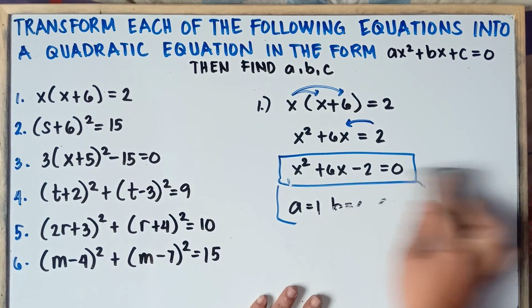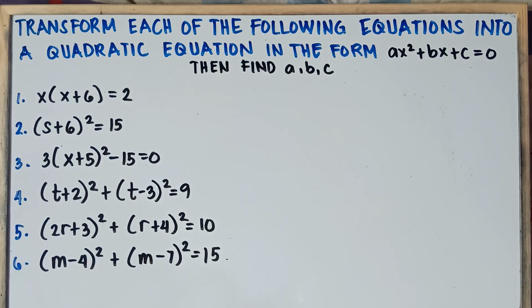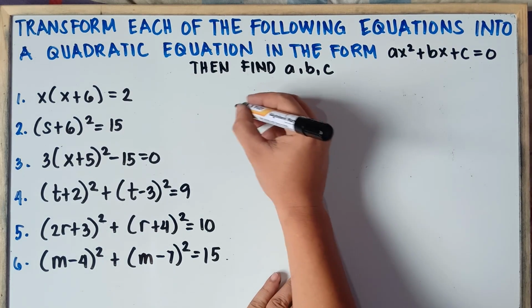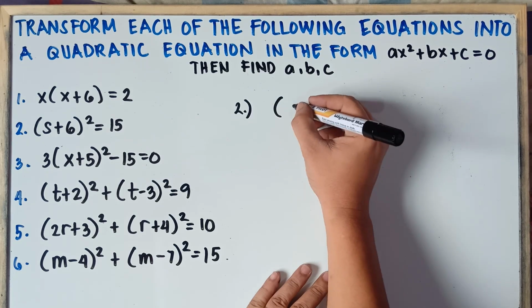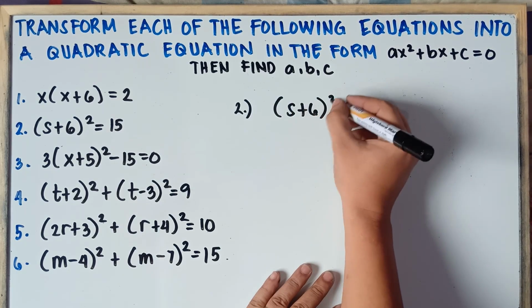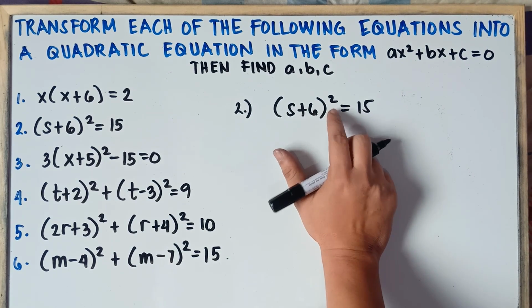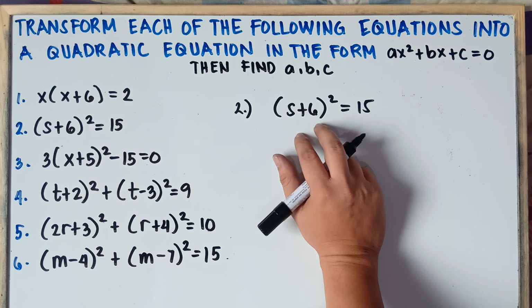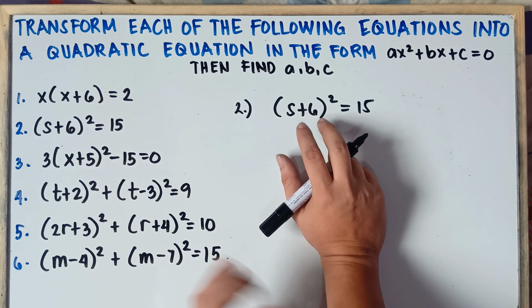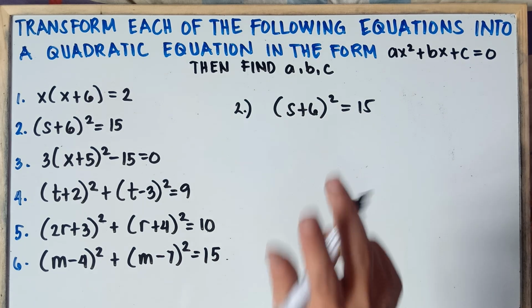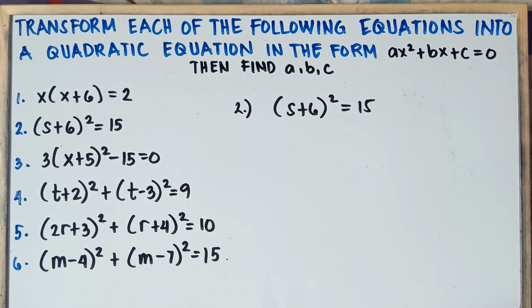Alright, let's have example number 2. We are given the quantity s plus 6, then squared, equals 15. If you have a square, it means that you multiply this expression by itself twice. Now, you have two options to simplify this one. First, you can do the FOIL method, or second, you can use the square of a binomial.